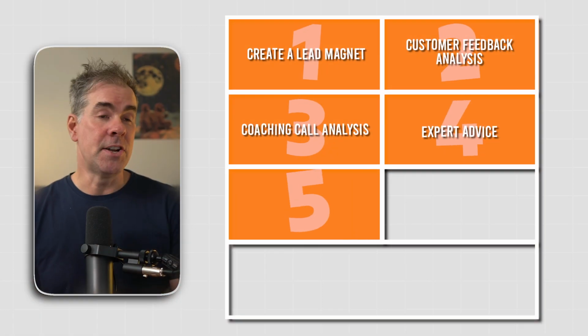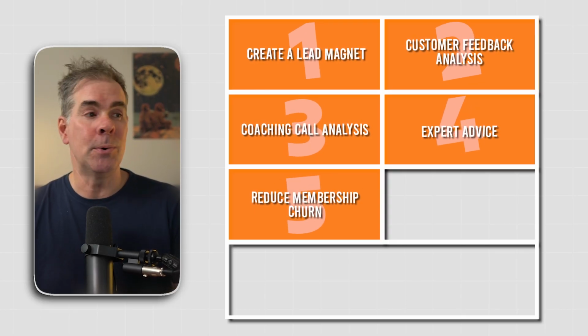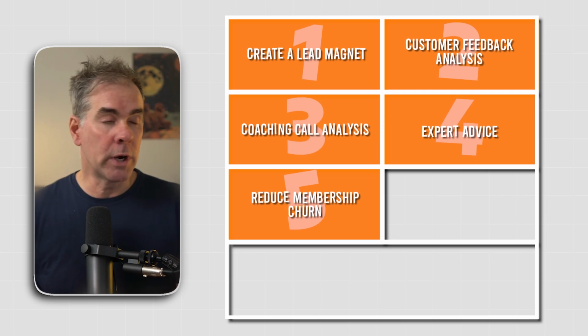For use case number 5, this is another one of my favorites. We are going to use NotebookLM to reduce churn in our membership. So we're going to use the exact same PDF download that we used before that contains all the feedback for what people want to get out of the community when they join the AI playbook. And we're going to use that to create an onboarding sequence for the membership with the goal of reducing churn. And again, this is another creative way to use NotebookLM's new features if you've got a membership, for example.